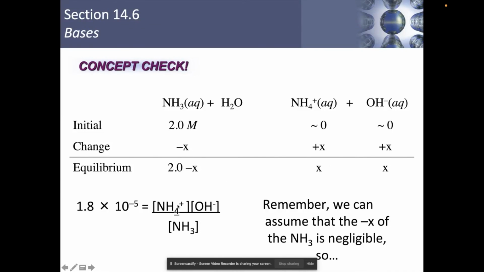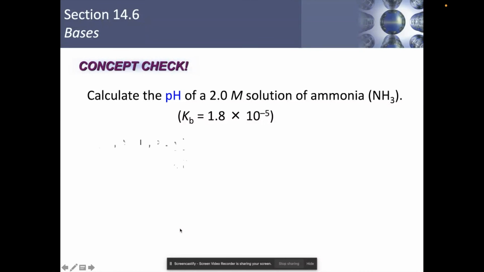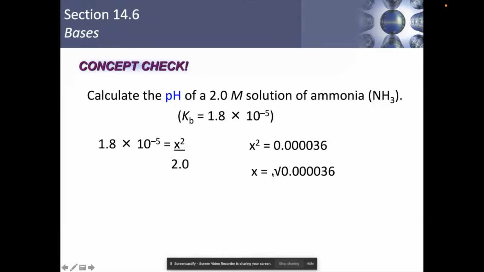So I can plug in an x here, I can plug in an x here, and I can plug in 2 here at the bottom. When I do that, I get x squared divided by 2 equals our equilibrium constant. Now, when I multiply these together, this is what I get. I can take the square root. Yes, again, that is supposed to be a square root symbol.